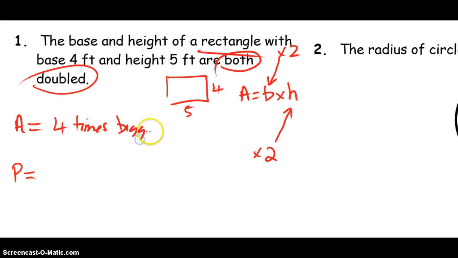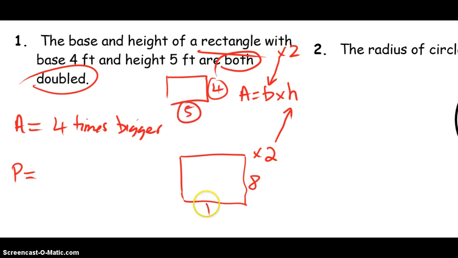That's because 2 times 2 is equal to 4. Another way you could be sure of this is you could draw yourself a new rectangle, right? And you could say, well, they asked me to double that, so that side's now going to be 8. And they asked me to double that, so that side's going to be 10. So this area is going to be 80 feet squared, isn't it?